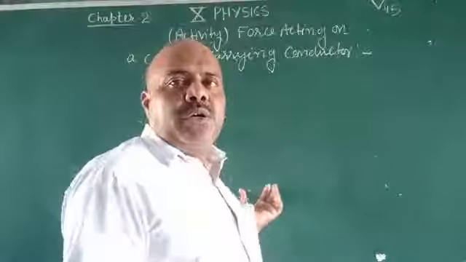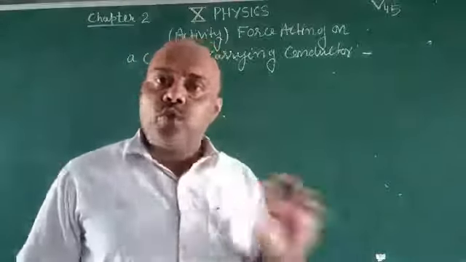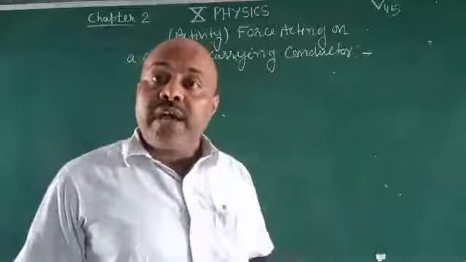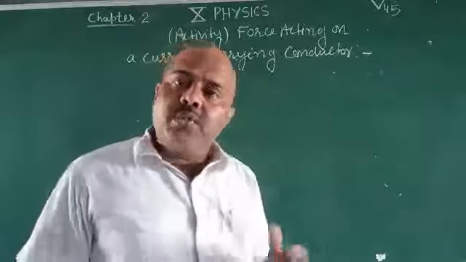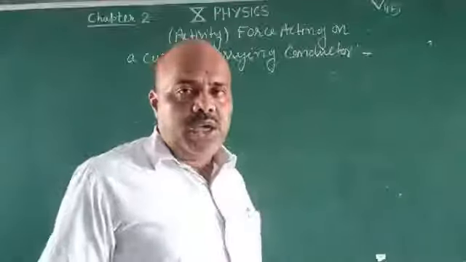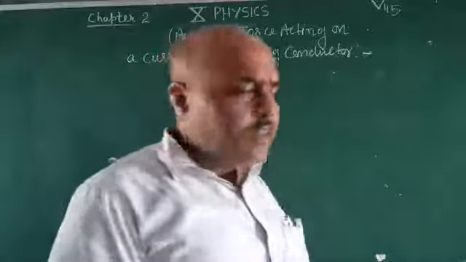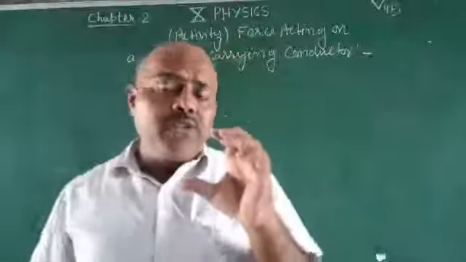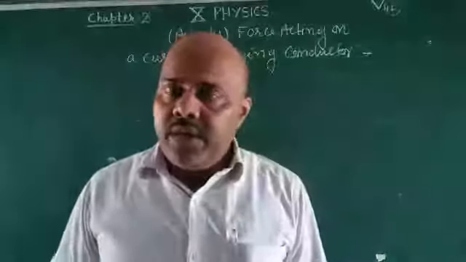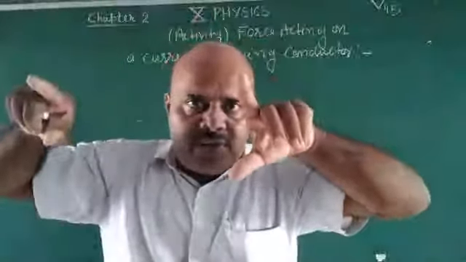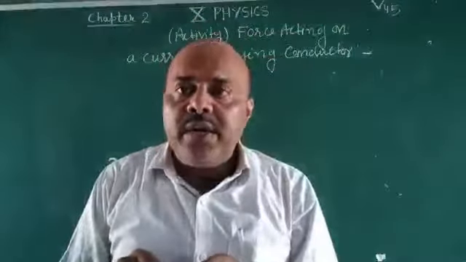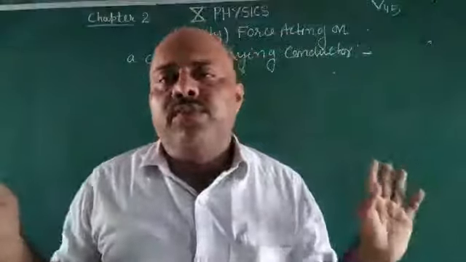Now you will see the activity by which you can show the force acting on the current carrying conductor due to the magnetic field when it is placed in a strong field magnet. Let us consider a thick copper wire AB. Its upper end is connected to the battery or a cell, and the lower end is left free.